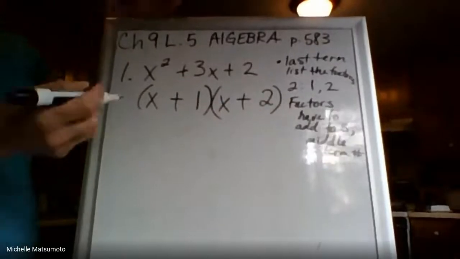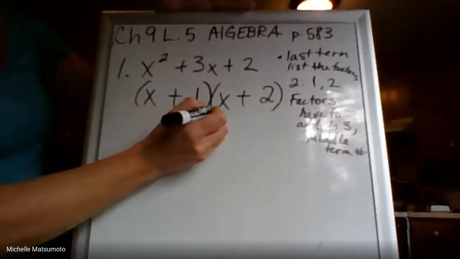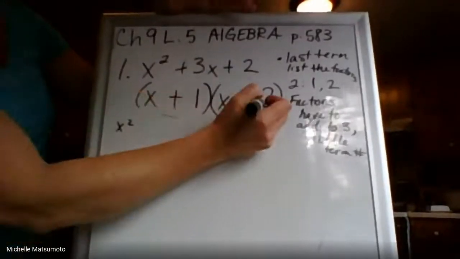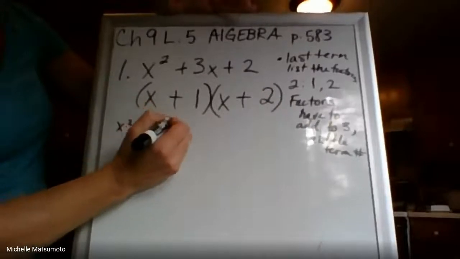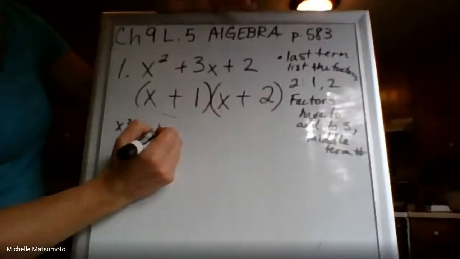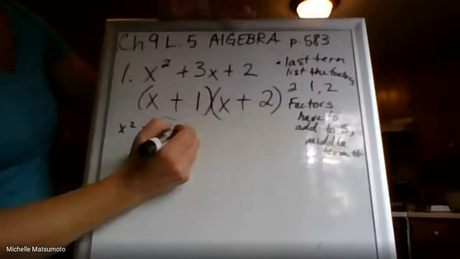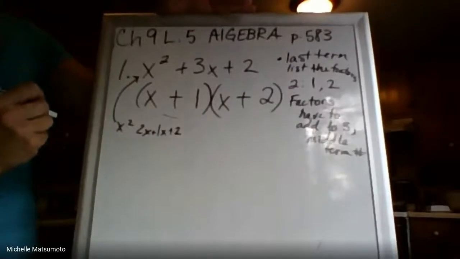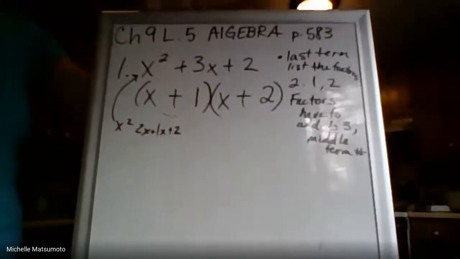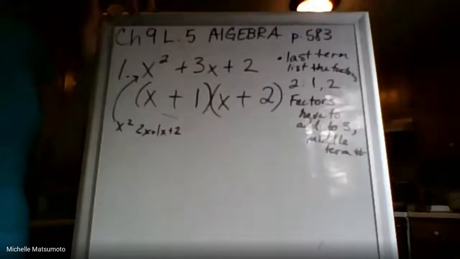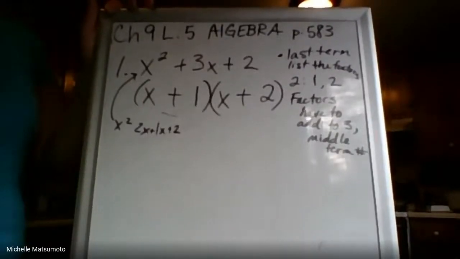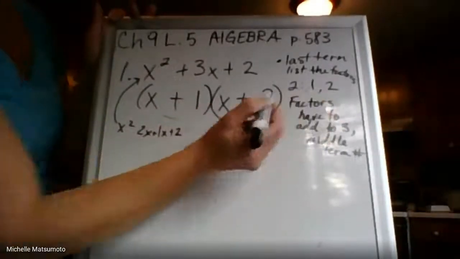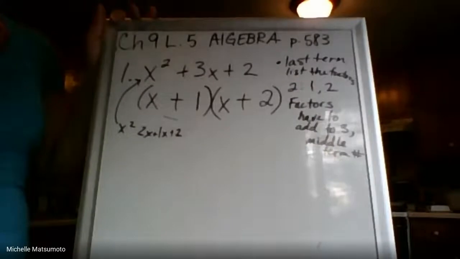If we wanted to check our work and we did x times x, I would get x squared. If I did x times 2, I would get 2x. 1 times x, 1x. And 1 times 2 is 2. So when I simplify that, I'm going to get back to my original problem. And that's factoring trinomials. I'm going to set this up a little bit different than the book does, but you could still follow what the book does as far as putting a table. But I like just to make a small list over here instead of making that chart. Saves a little bit of time.